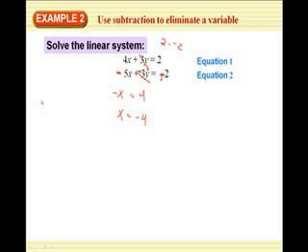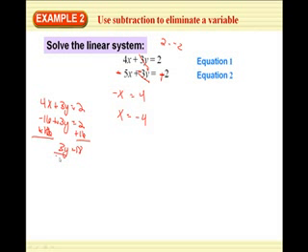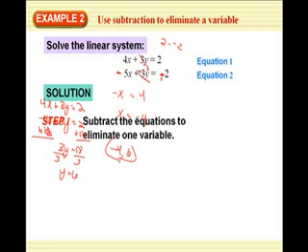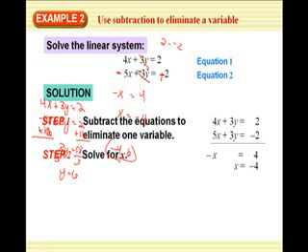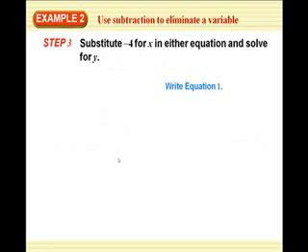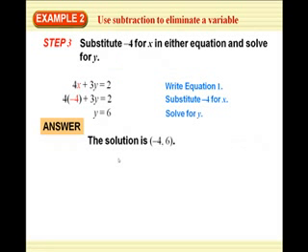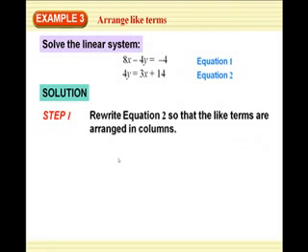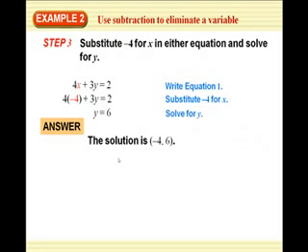Then let's put in negative 4. Let's just use that top one. So I'm going to get negative 16 plus 3y equals 2. Add 16. 3y equals 18. Divide by 3. y equals 6. So it's negative 4, 6. Let's see if they agree with me. Yep, they did. And again, you want to check your work, so you're going to put them in. Okay? They didn't do that on there, but that is the solution.